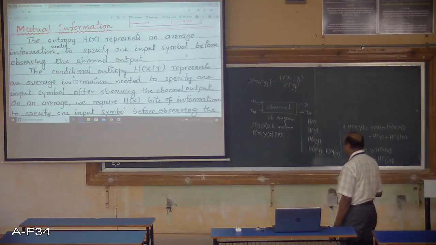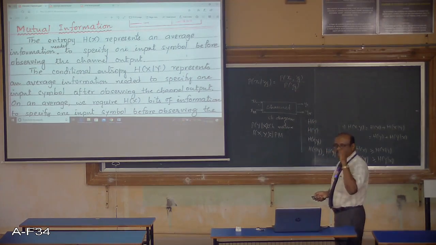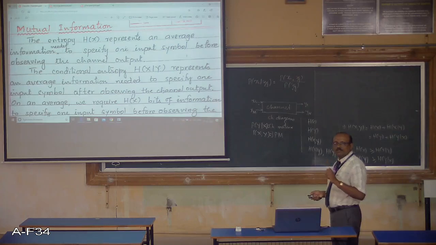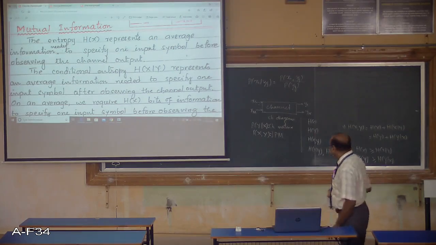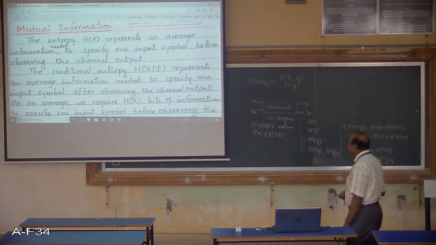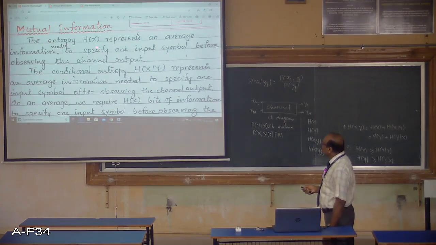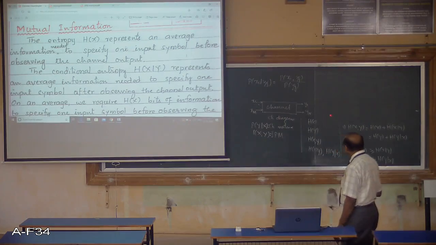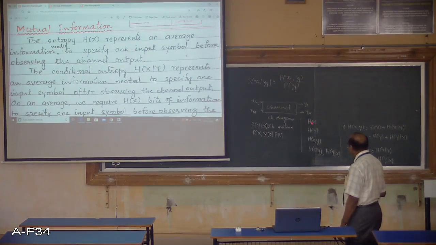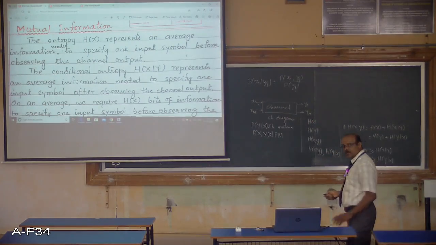Similarly, H(Y) tells us, among the many received symbols, on an average how much information we receive from each one of the symbols. That is what we call entropy of the receiver. The entropy H(X) represents average information needed to specify one input symbol before observing the channel output. There is no output part in this, it is only input.